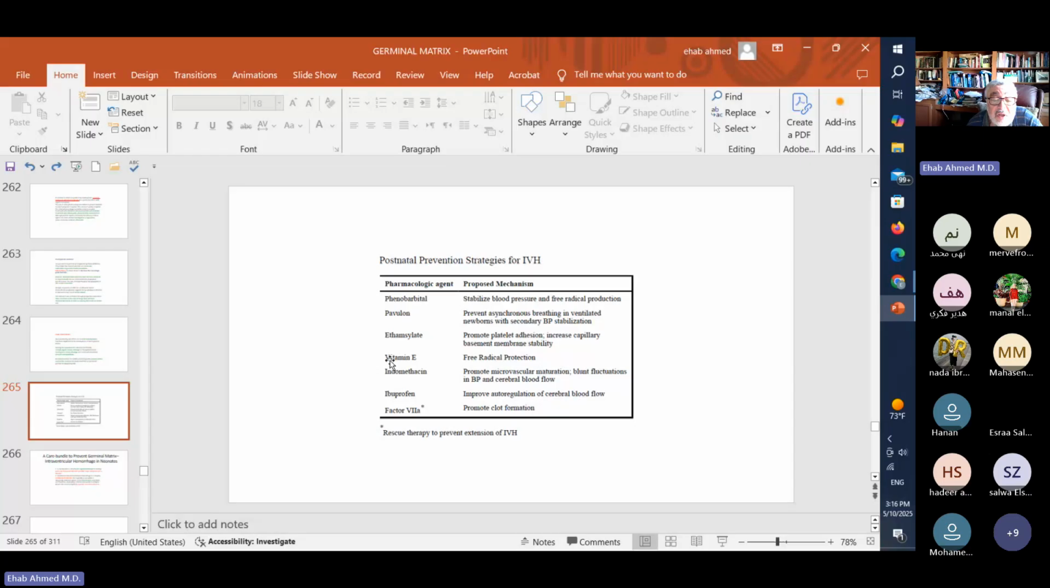Oh, vitamin E. Sorry. They give phenobarbital. They give pavulon, I don't know what that is. Ethamsylate, vitamin E, indomethacin, ibuprofen, factor 7. And unfortunately, maybe the only one that may be used or proved efficacy is the indomethacin.